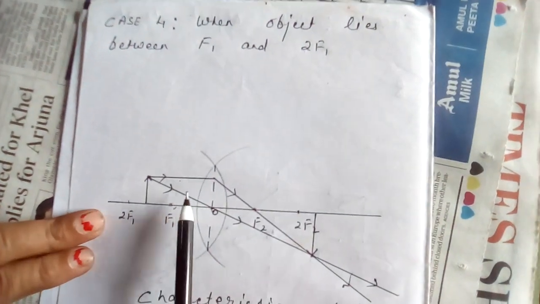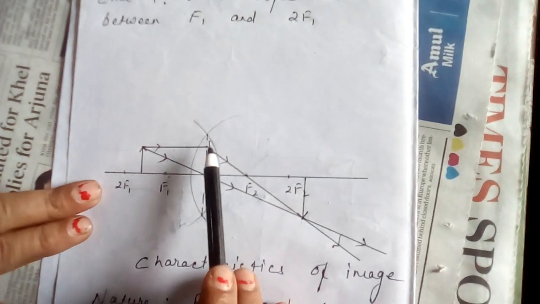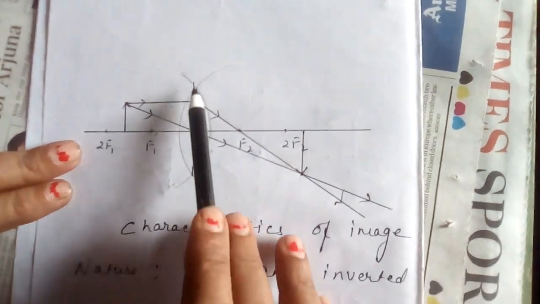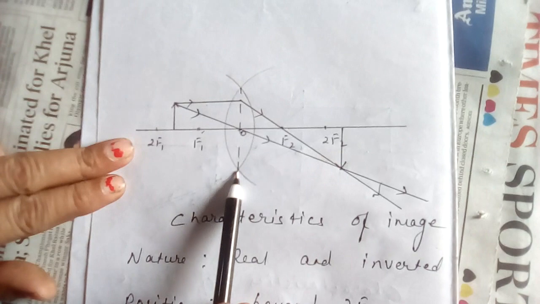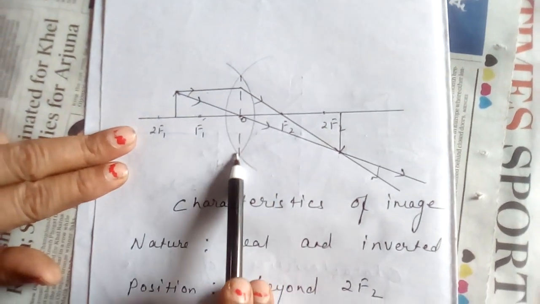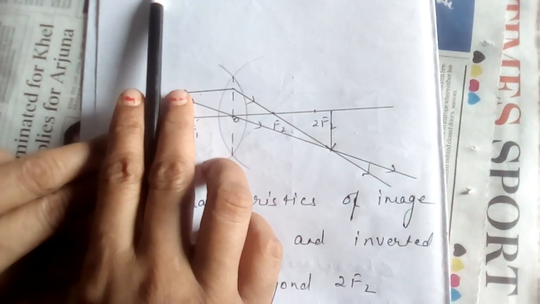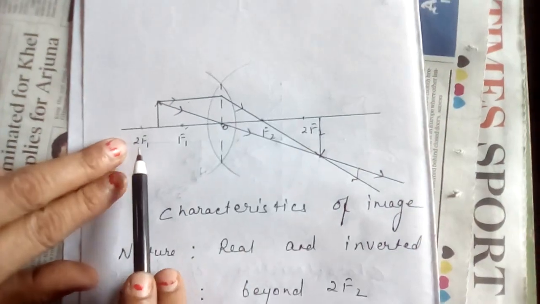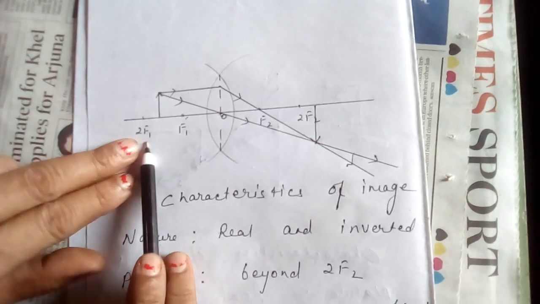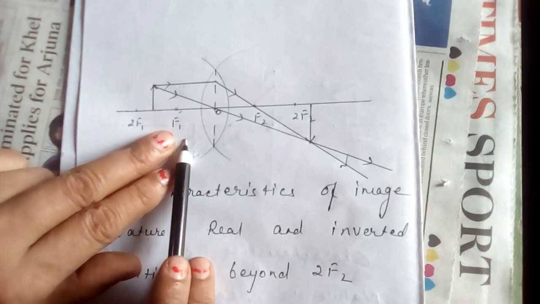So students, first of all, you draw the straight line, that is the principal axis. Make your convex lens. Join the two end points of the lens. It is very important. Show the optical center. The object is in between f1 and 2f1. See here, f1, 2f1. Again I am reminding you, students, please be careful.